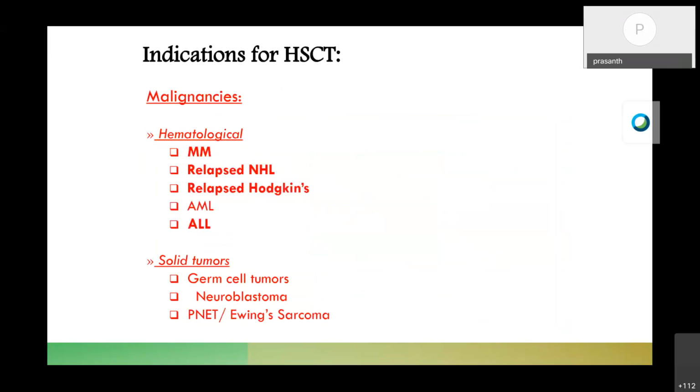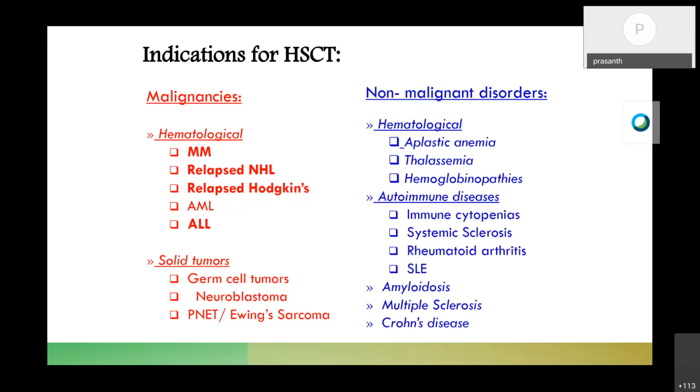So when do we do this stem cell transplantation? Mostly it's done for malignant conditions. Among malignancies, the commonest is multiple myeloma, where autologous transplant is done, and relapsed lymphomas, where we use autologous transplant. Whereas allogenic transplant is commonly done for acute myeloid and acute lymphoid leukemia. In solid malignancies, germ cell tumors which are chemosensitive, and the neuroblastomas and Ewing sarcomas, sometimes we do the transplant, but it's much lesser. There's a bunch of non-malignant conditions where a transplant has improved outcome.